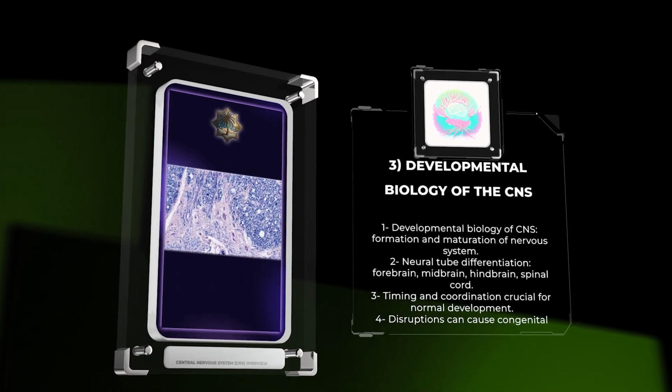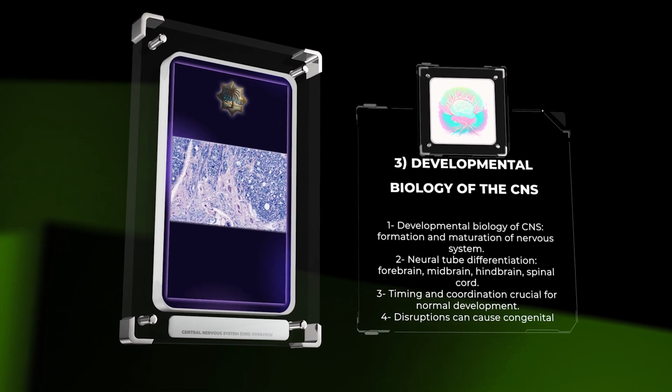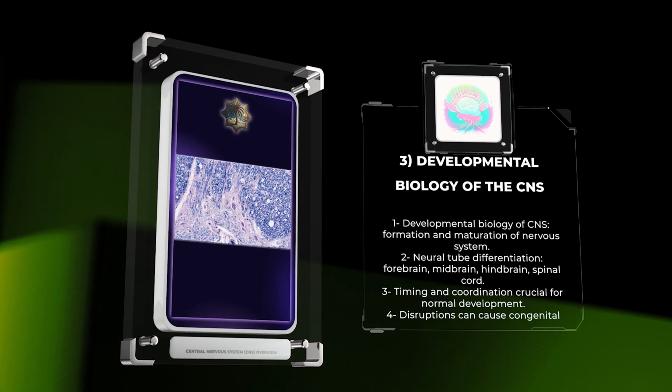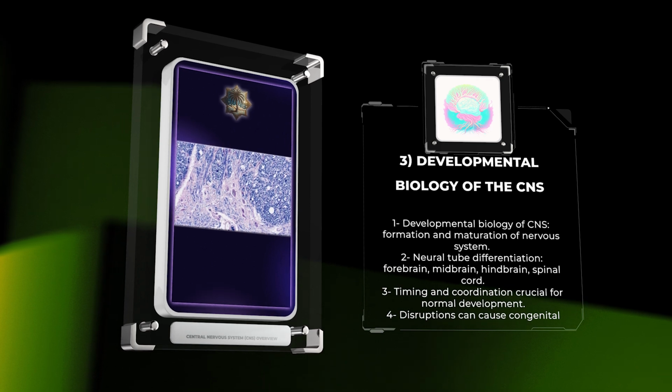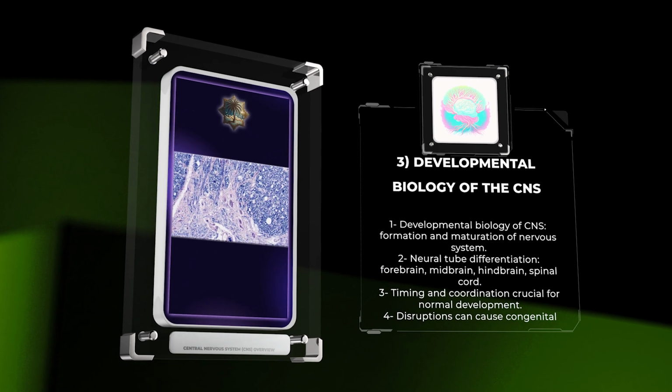The precise timing and coordination of events during CNS development are crucial for normal development. Disruptions can lead to significant congenital malformations, such as spina bifida, neural tube defects, and brain abnormalities, highlighting the importance of understanding developmental biology.